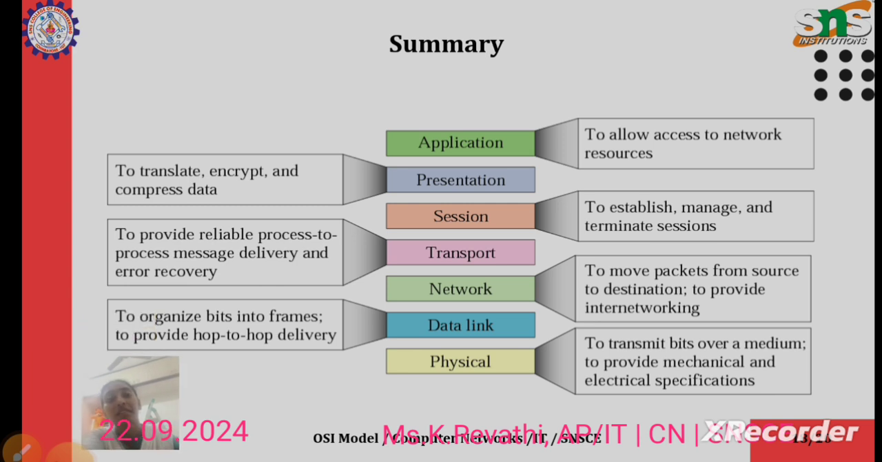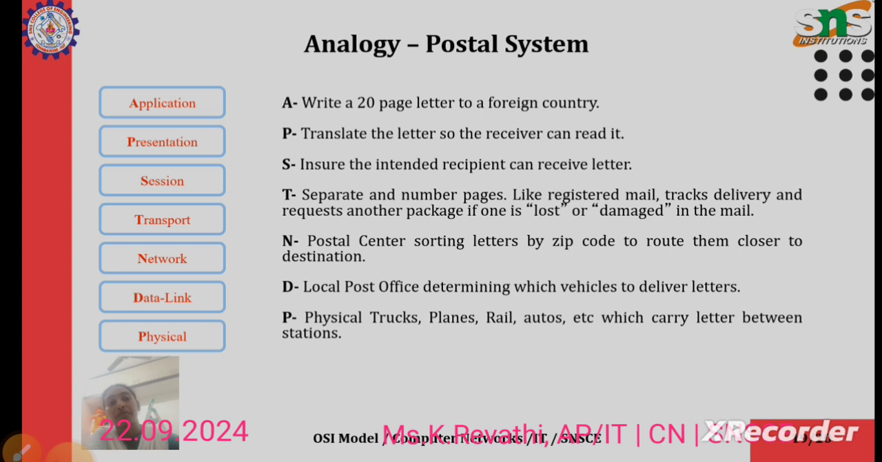Then the second layer is the data link layer. It organizes bits into frames. Frames means it adds a header and footer to the packets coming from the network layer, and also provides hop-to-hop delivery. Then the last layer of the OSI reference model is the physical layer. It deals with the transmission of bits over a physical medium, and provides mechanical and electrical specifications.